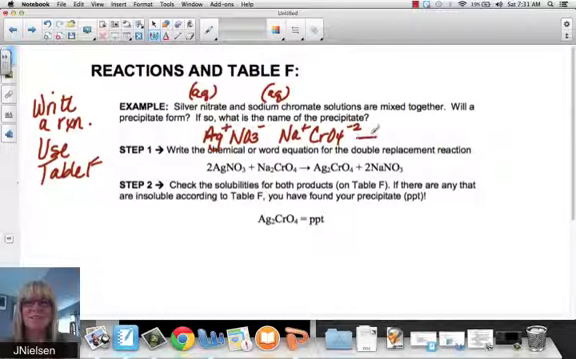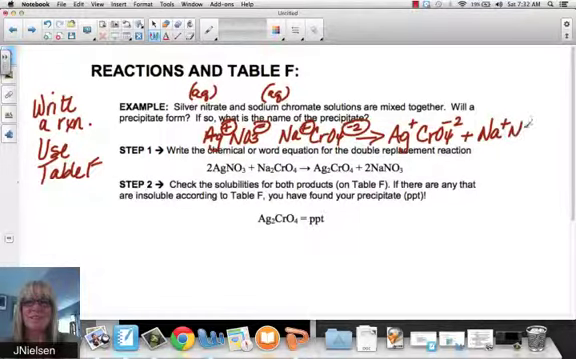Now remember that in a double replacement reaction they switch partners. So positive is going to hook up with a negative. So you've got Ag plus CrO4, which is -2, so you're going to get Ag2CrO4. And then your other product, you've got your plus hooking up with your minus, you've got Na+ and NO3-. And that's how we got to this, +1 -1, we're good.